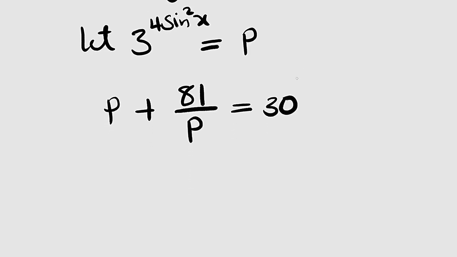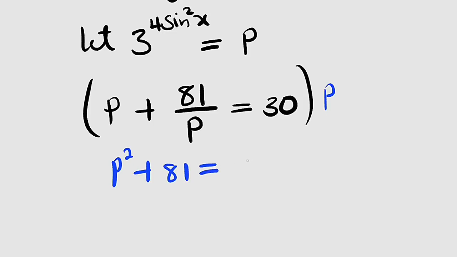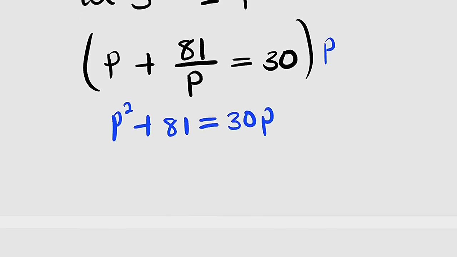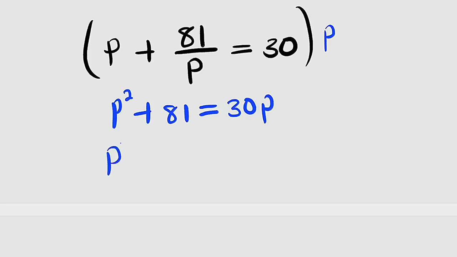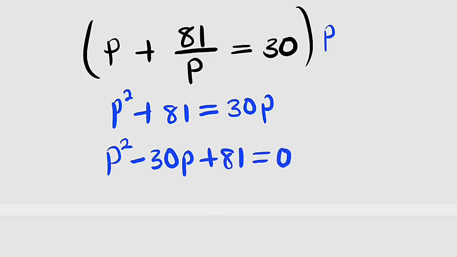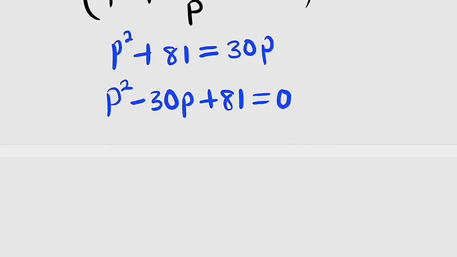Now let us multiply every single term by p just to clear the fraction. p times p is p squared, plus 81 divided by p times p is 81. This is equal to 30 times p, which is 30p. Now let us bring 30p inside. We have p squared. As 30p crosses over, it becomes negative 30p, then plus 81. This is equal to 0. Now we have a quadratic equation in terms of p, which we can factorize.